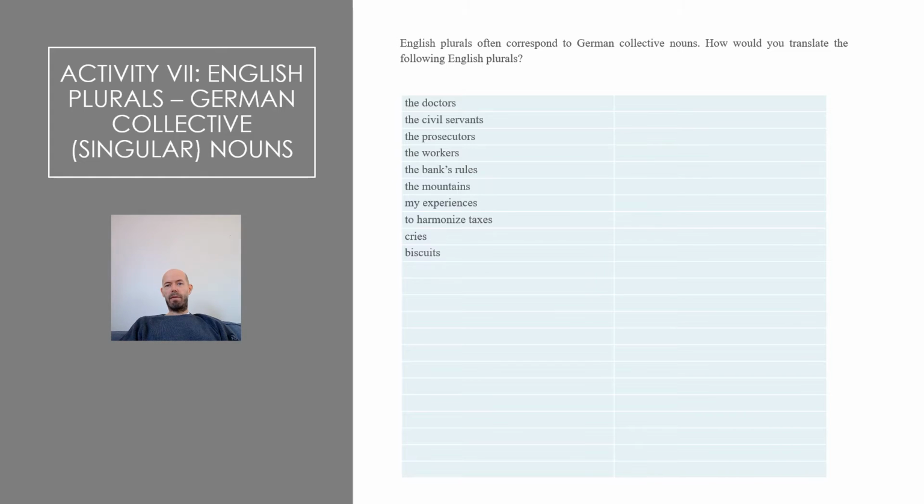The prosecutors, die Staatsanwaltschaft. The workers, die Arbeiterschaft. The bank's rules, that's slightly different. That's die Satzung in German. The mountains, that's das Gebirge. My experience is, meine Erfahrung. To harmonize taxes, die Steuergesetzgebung harmonisieren. Cries, very often we use nouns formed with the prefix ge, ge in German here, Geschrei, biscuits, Gebäck.